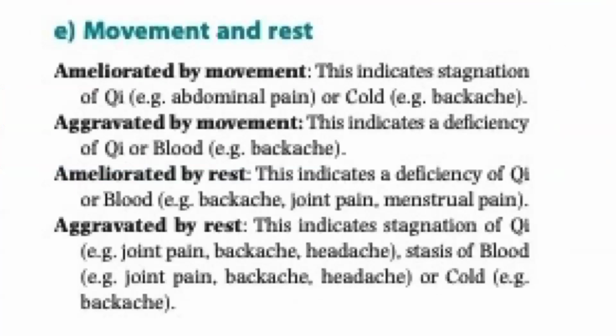Ameliorated by rest indicates a deficiency of qi or blood, for example, backache, joint pain, menstrual pain. Aggravated by rest indicates stagnation of qi, for example, joint pain, backache, headache. Stasis of blood, for example, joint pain, backache, headache, or cold, for example, backache.